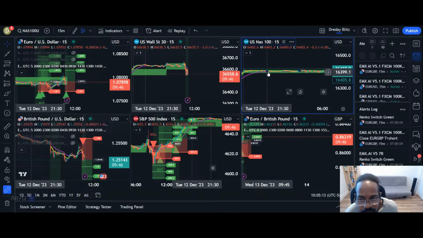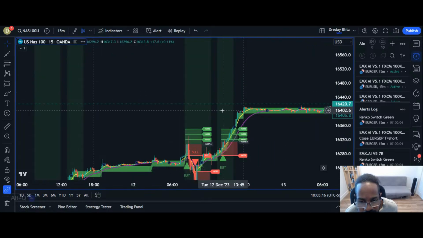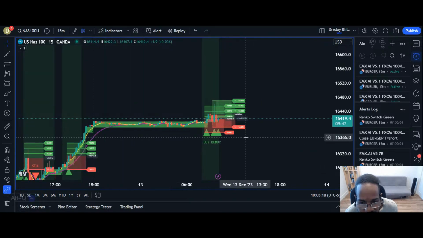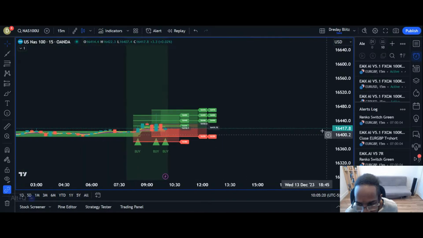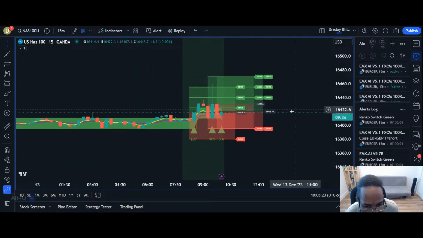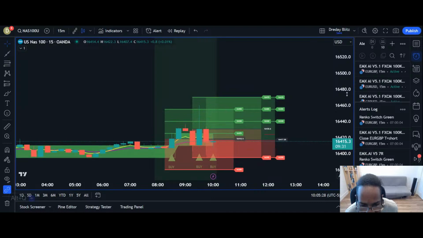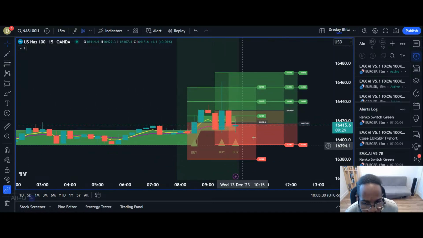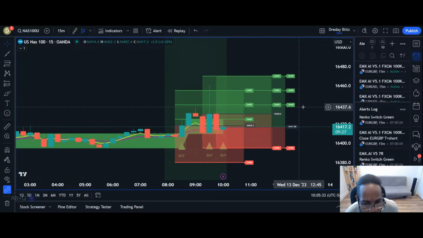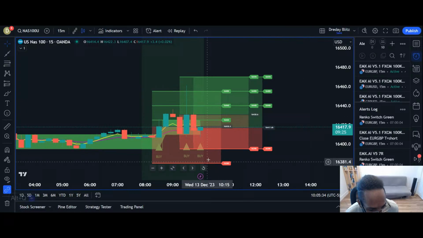Let's look at Nasdaq. So Nasdaq, we have another buy. It just came in. So I had multiple buys here since this morning. So trade responsibly.